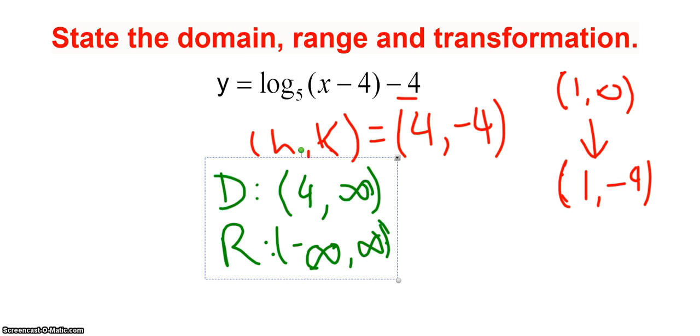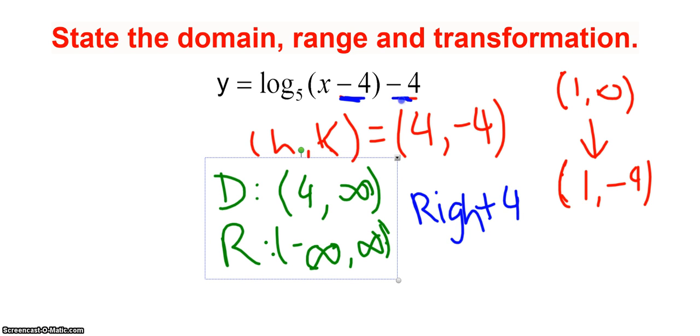Alright, our next thing that we're going to have is our transformations. So since we have a minus 4 right here, let me switch to blue. We have minus 4 right here. We're going to do the opposite. So we think that we're going to go left because it's minus, but instead we're going to go right. So we're going to go right 4.